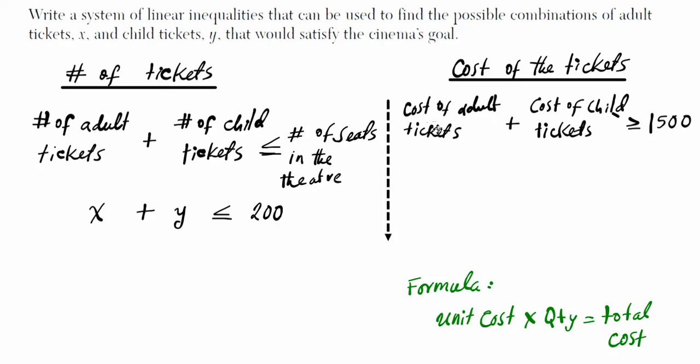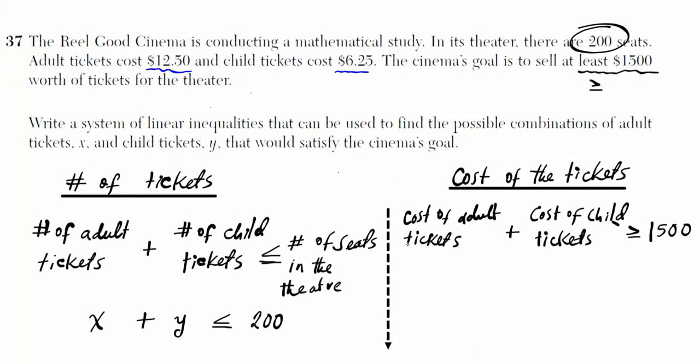To find the total cost of X adult tickets, we're going to be multiplying the unit cost by the quantity. So cost of adult tickets is going to be the unit cost of adult tickets, which is stated up here, $12.50. So it's $12.50 times the number of adult tickets, which is X. Plus cost of child tickets is going to be the unit cost of a child ticket, which is $6.25, times the number of child tickets, which is Y. This has to be at least 1,500. That's the goal of the cinema.